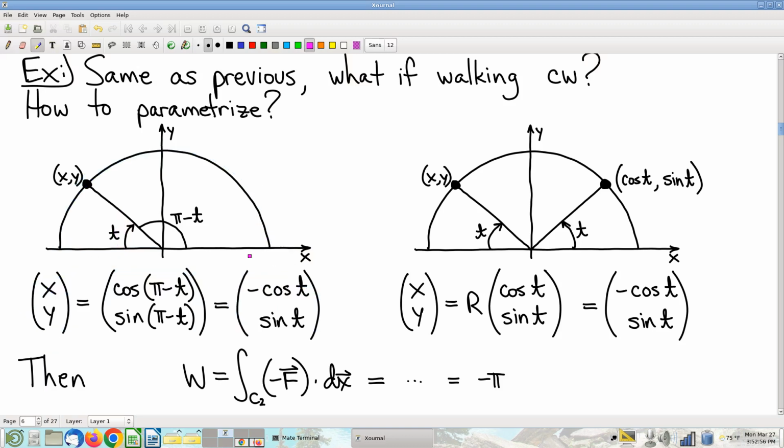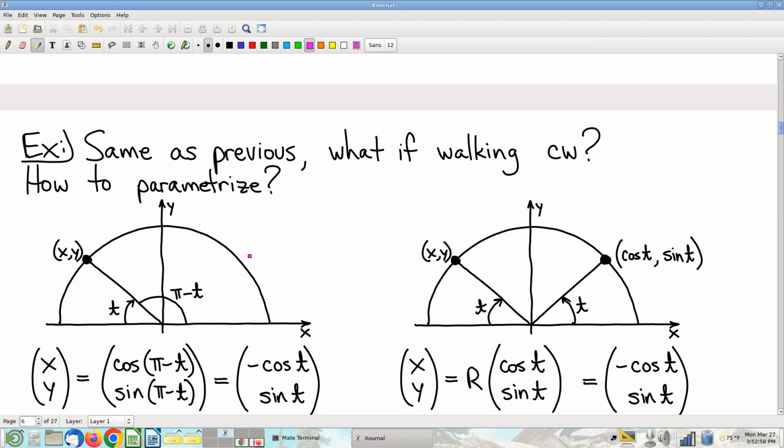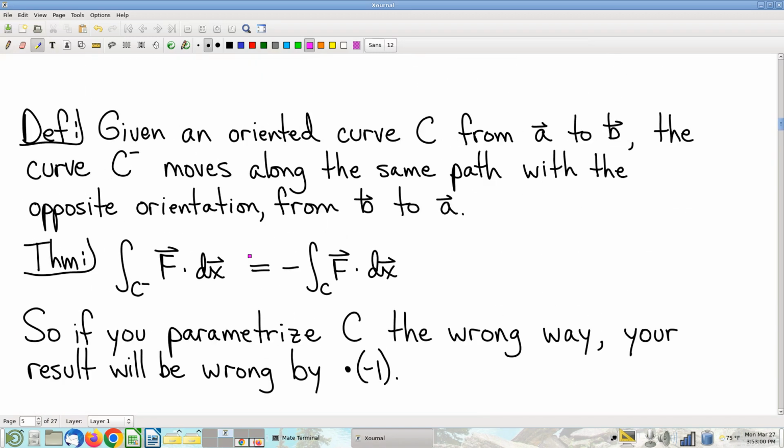Okay. Now let me show you the third way to do this. The third way to do it is what I was hinting at on the previous page. We observed on the previous page that if you orient in an opposite direction, that'll give you a minus sign on the value of the integral. And here's how we use that.